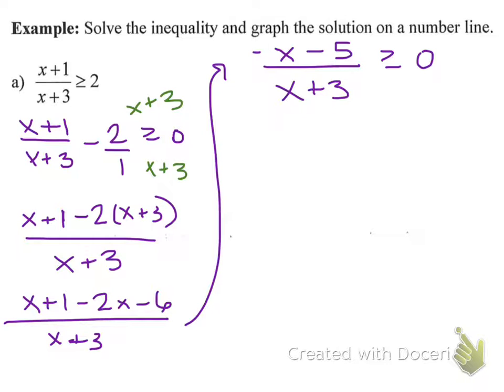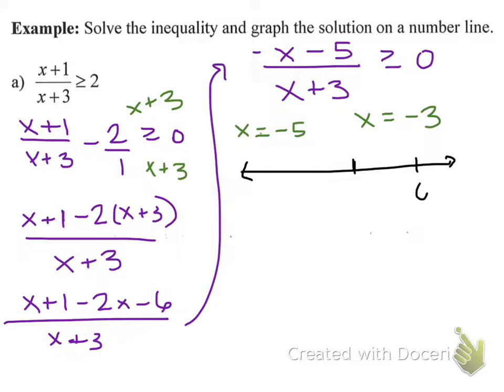So as far as getting my two zeros, I would set the top and bottom equal to 0. So from the denominator, I get x equals negative 3. And from the numerator, I would add 5, but divide by a negative, so I get negative 5. So these are my two values on my number line. Again, let's put a 0 over here, just because we'll make this be negative 3, 4, 5.